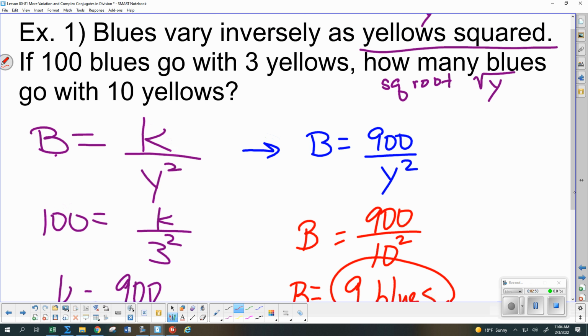Inversely means one gets bigger, the other gets smaller. One gets smaller, the other gets bigger. That's how an inverse relationship works. Direct, if one gets bigger, the other gets bigger. If one gets smaller, the other gets smaller. So thanks for that question. That's a good review of what the English words actually mean is going on.